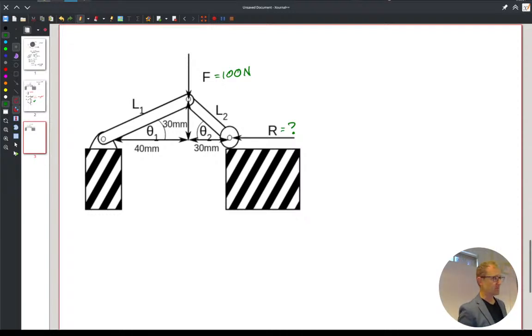So what do you do to get started here? What is your approach? There's more than one way to do this. So part of it is I just want to see how you go about it.